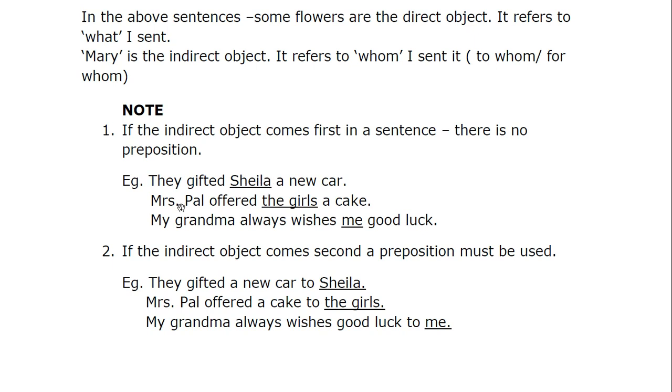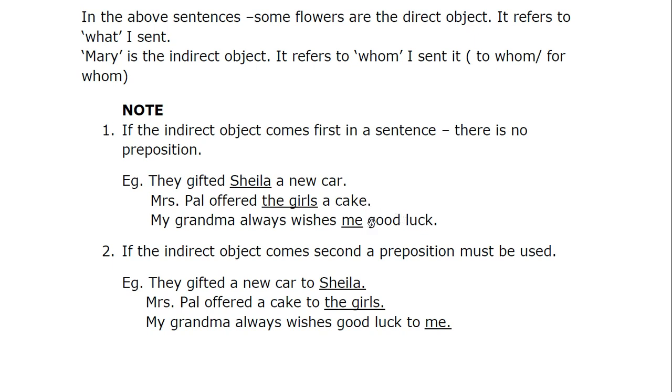Same way, Mrs. Pal offered. What is the action? Offered. Offered whom? The girls. So here the indirect object is first. There is no preposition over here. A cake. Next, my grandma always wishes. What is the action? Wishes. Whom does she wish? Me. What does she wish? Good luck. Is there any preposition here?